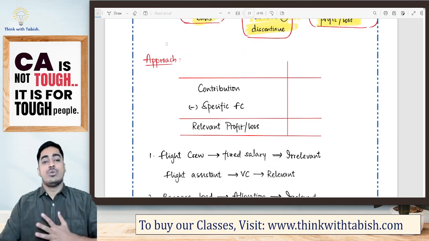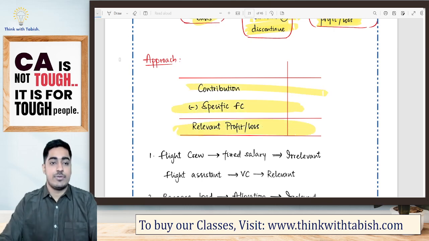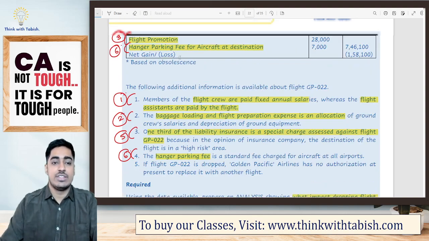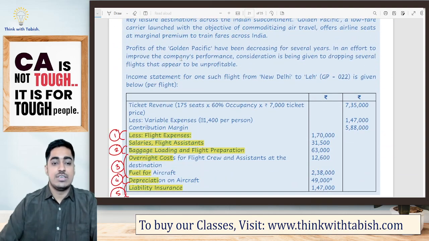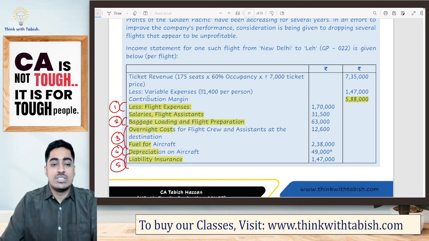Now what I'll do, yes, I'll be calculating what is the contribution from the flight. From that, I will reduce the specific fixed cost. I'll arrive at the relevant profit or loss. So now let's see what all is given in the question. First, contribution was given 5,88,000. Okay, fine. Next, fixed cost is given. What all is given?